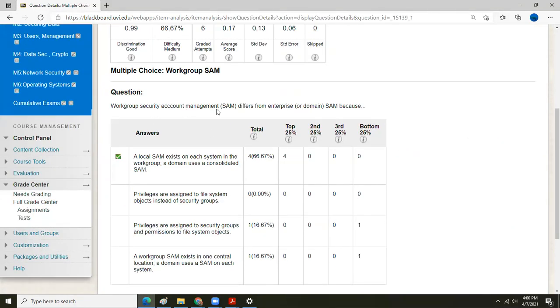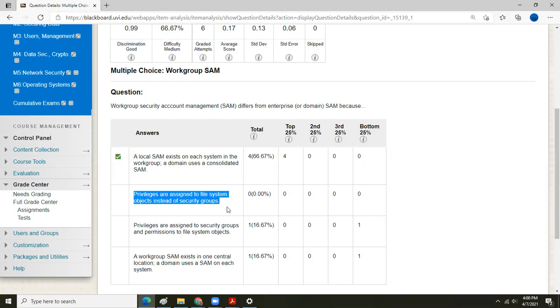Workgroup security account management differs from enterprise or domain SAM because a local SAM exists on each system in the workgroup. A domain uses a consolidated SAM. That means it uses a centralized or domain SAM. A consolidated SAM is a centralized, single security account management database, and it's stored on domain controllers. So the word consolidated means enterprise or centralized.